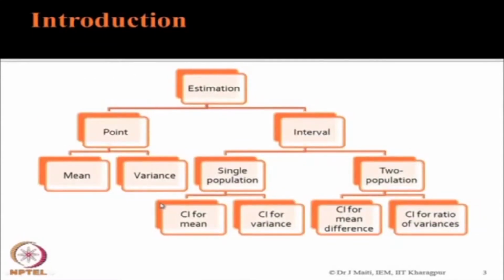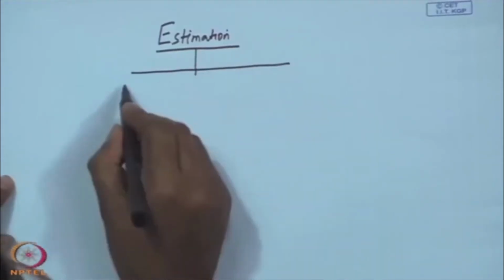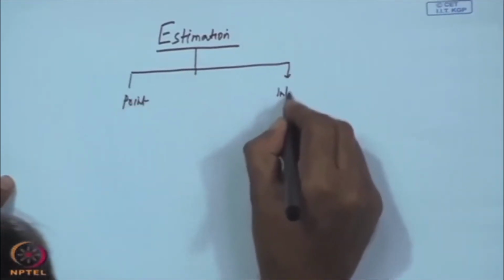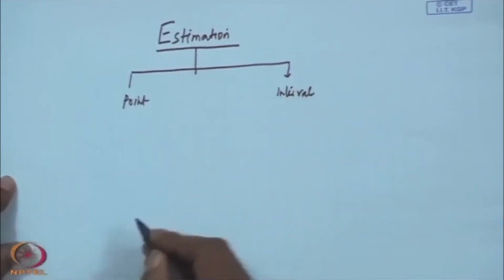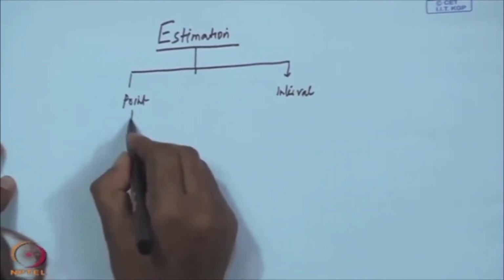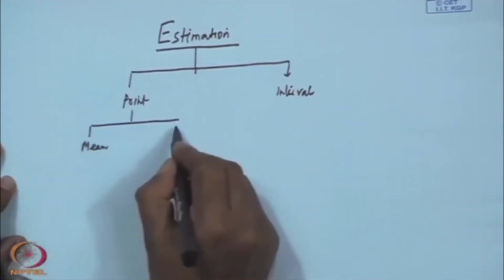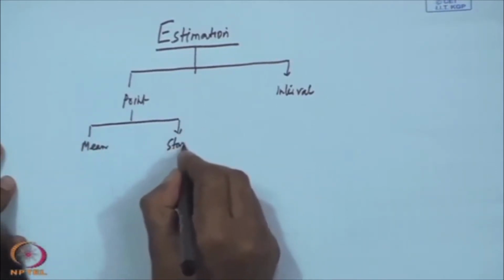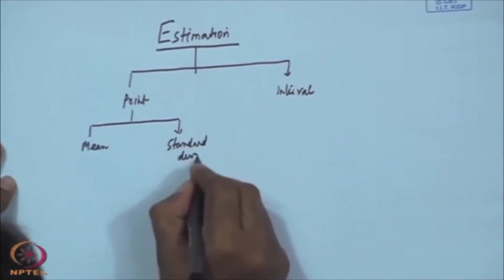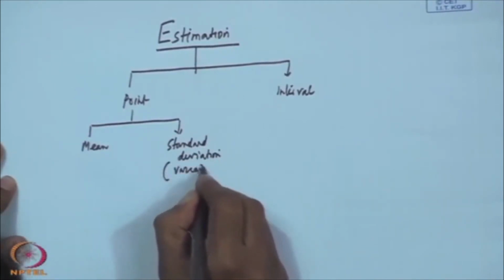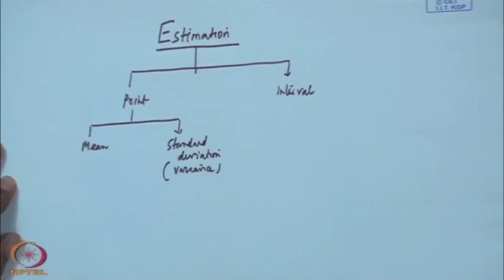Now, if you see this slide, estimation has two parts. One is point estimation, another one is interval estimation. Under point estimation, we will be discussing point estimation of mean and point estimation of standard deviation, or we can say point estimation of variance, that is the square of standard deviation.